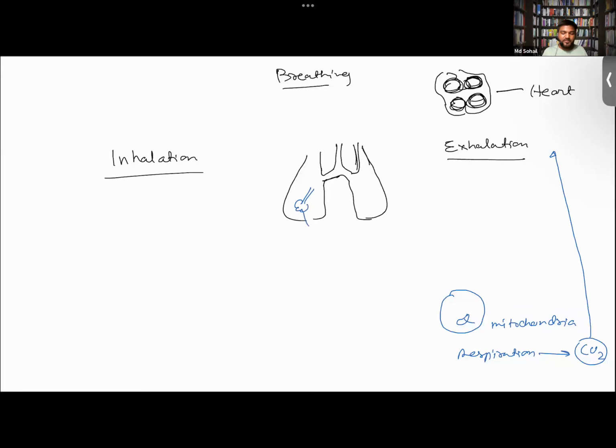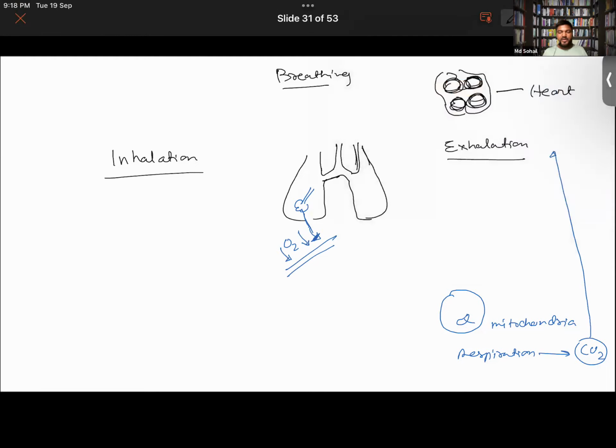This again is your alveoli that takes up the oxygen. This arrow denotes that oxygen is being taken up by the blood capillaries here. Now we know that carbon dioxide is also being released by each and every cell inside our body. So the blood that carries carbon dioxide does not directly go to the lungs. It first has to go through the heart.